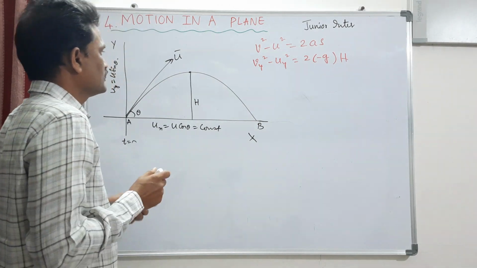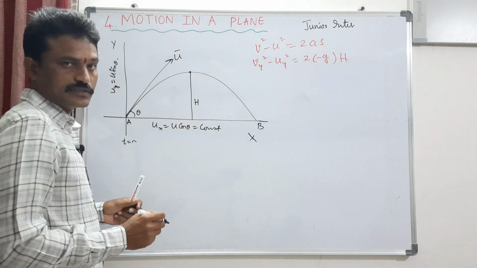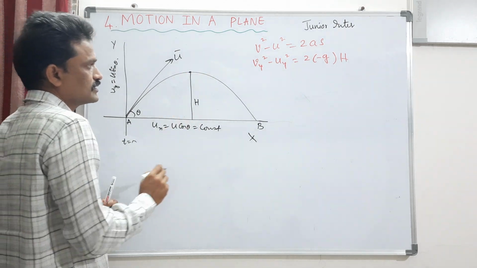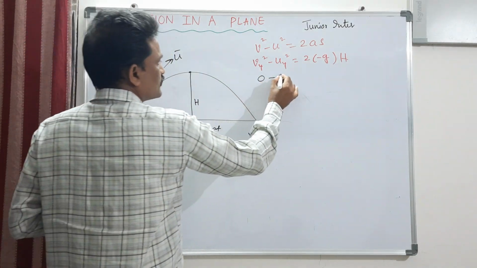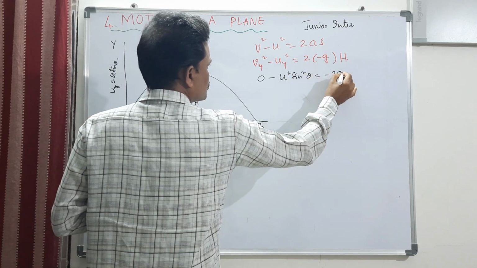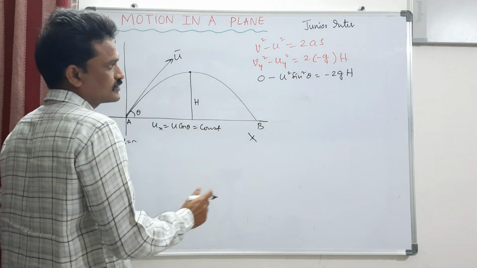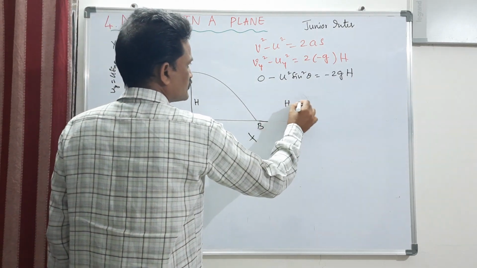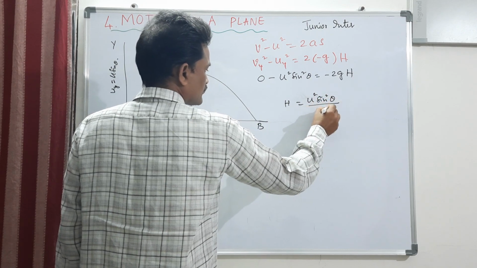At the maximum height, it is clear that the velocity along the y-axis is 0, but along the x-axis is not 0. So I will put 0 here. This is u² sin² θ. This is equal to −2gh. So the negative signs get cancelled. So you will get h = u² sin² θ by 2g.